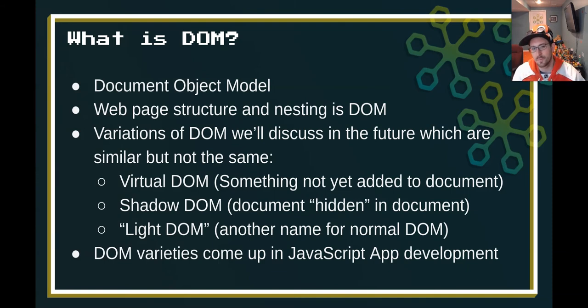And then light DOM, which is effectively another way of saying like the normal DOM. You really only see people talk about light DOM in the context of virtual DOM sometimes and shadow DOM more frequently. Light DOM is just what is visible to you and is actually a tag sitting there. So these DOM varieties come up in JavaScript application development for sure.